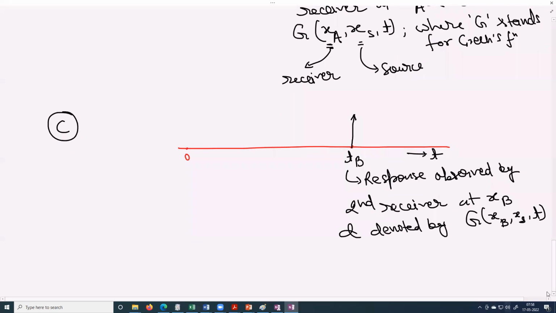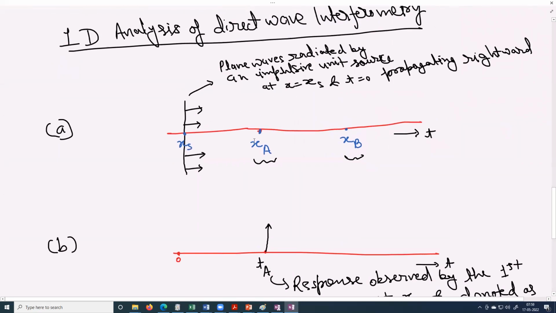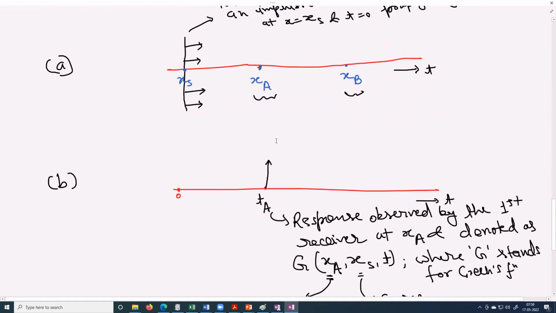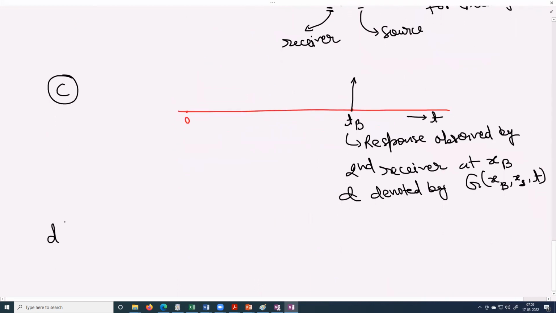All in all, you know that the travel path from XS to XA is common for both the responses that are received at XA and XB. When you cross correlate the responses, this common path response will be cancelled. In D, what you can figure out is that we will be seeing the virtual source, because the common path has been cancelled. Here at B you will have the response due to the virtual source located at position XA, and that will be TB minus TA.